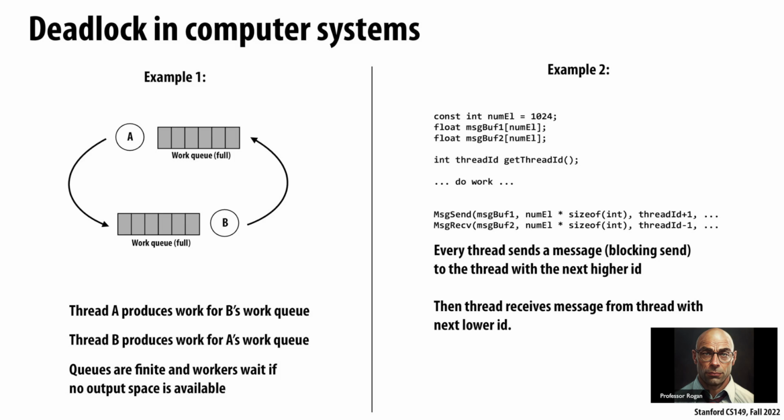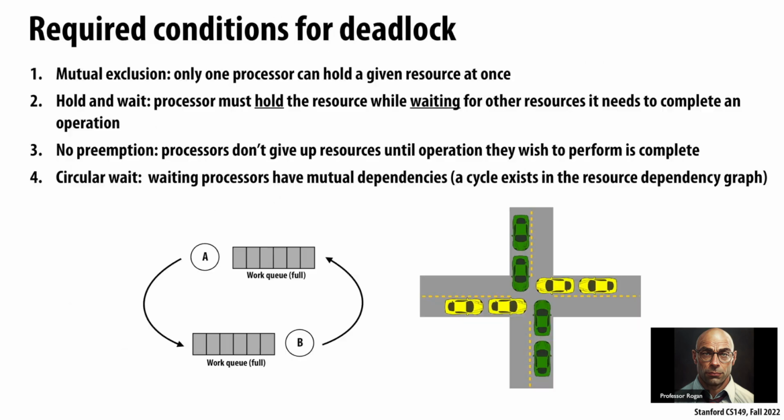For example, thread A might produce work for thread B's work queue, and thread B might produce work for thread A's work queue. However, if the queues are finite and the workers wait if no output space is available, deadlock can occur. Another example is when a thread sends a message to the thread with the next higher ID and then receives a message from the thread with the next lower ID. In this case, a deadlock can occur if the threads are both sending and receiving messages at the same time. Deadlock can be a huge issue in computer systems, so it is important to be aware of the potential for deadlock and to design systems to avoid it.